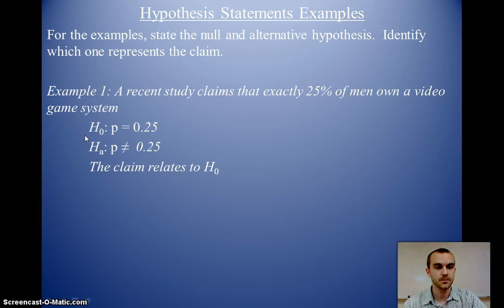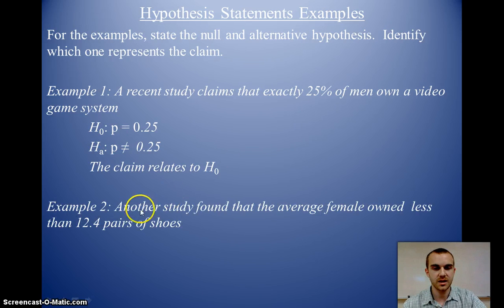Since this is an exactly statement here in my claim, that means my claim is about the null hypothesis, and that will be important. Second example here, say that a study found that the average female owned less than 12.4 shoes. Less than is a statement of inequality, so that's in the alternative.